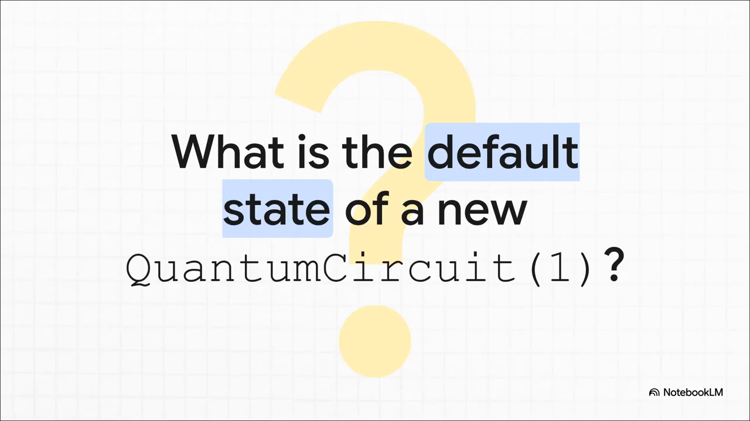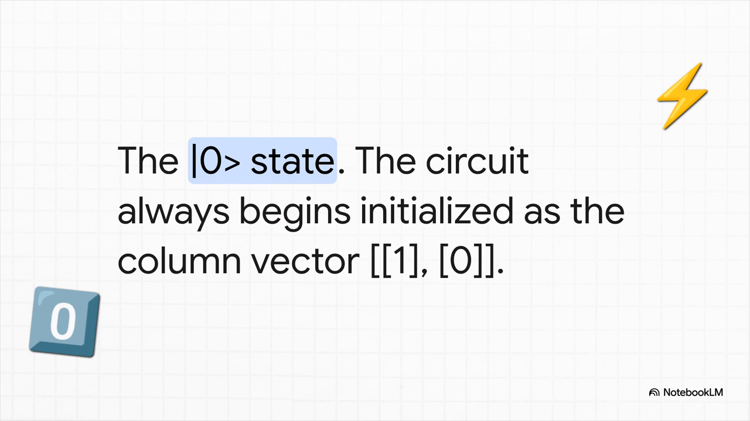Okay, time for another checkpoint. When that circuit first powers on, before we've done anything at all to it, what state is it in? Which one of those column vectors we just saw is flowing through that wire right at the beginning? Yep, it's always the 0 state. Quantum circuits have this predictable, known starting point. They are always initialized with that column vector 1, 0, which gives us a totally clean slate to start from.